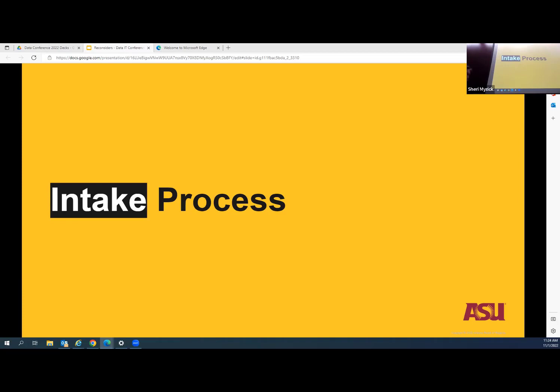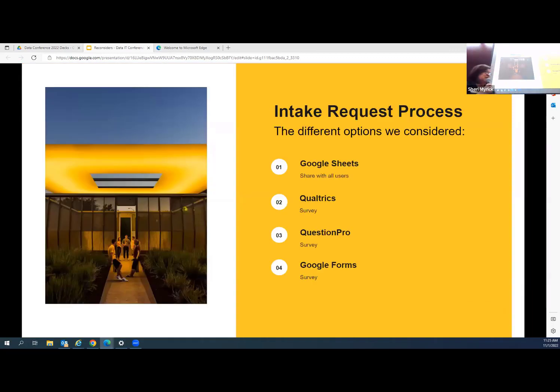My turn now. Like Jeff, I was approached: how can we get the academic units to submit who they want to reconsider? It's like, okay, let's see how we can do that. I was thinking of all the different ways that we can do that, because once they had the data, now how can they do it?